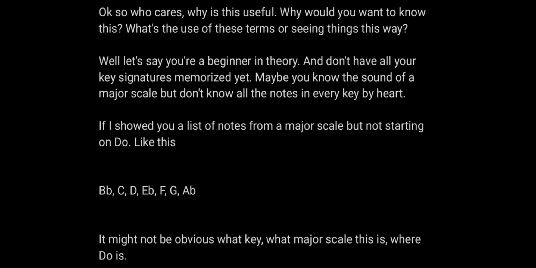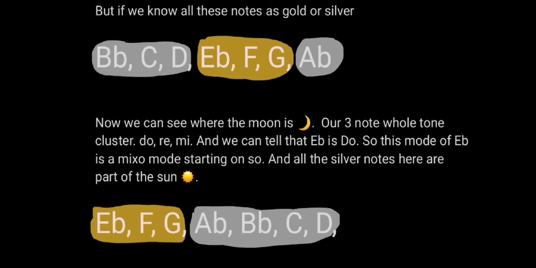But if we know all these notes as gold or silver, now we can see where the moon is, our 3-note whole tone cluster, do, re, mi, and we can tell that E flat is do. So this mode of E flat is a mixo mode starting on so, and all of the silver notes here are part of the sun.